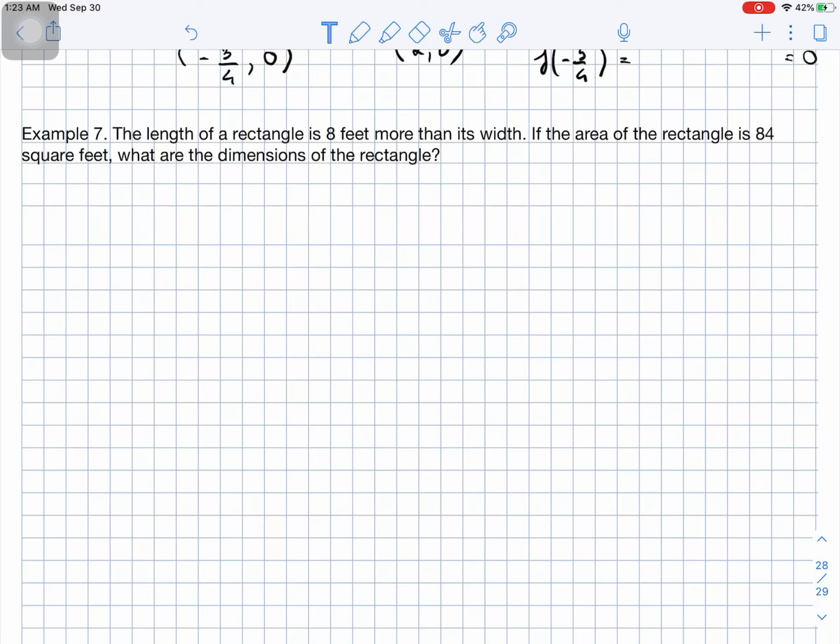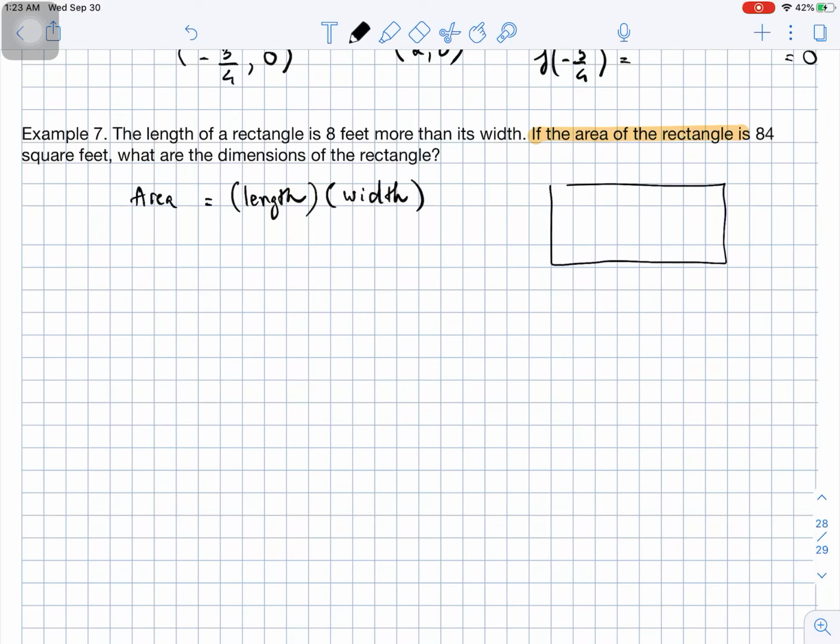Example number 7. The length of a rectangle is 8 feet more than its width. If the area of the rectangle is 84 square feet, what are the dimensions of the rectangle? In this problem, they are talking about the area of the rectangle. We know that the formula for the area is length times the width.